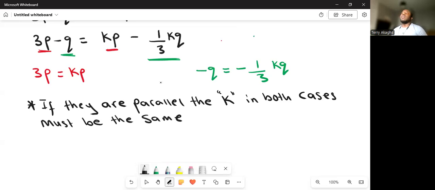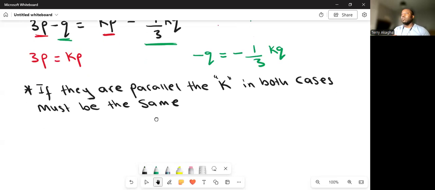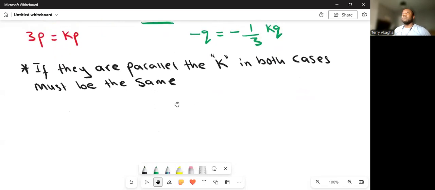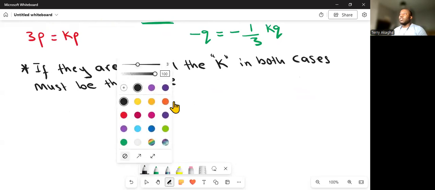Okay, so let's go. Let's start with the first one. So we have the red one. What was the red one? We have it to be 3P equals K. So let's go with that one first. I'll change this to red.